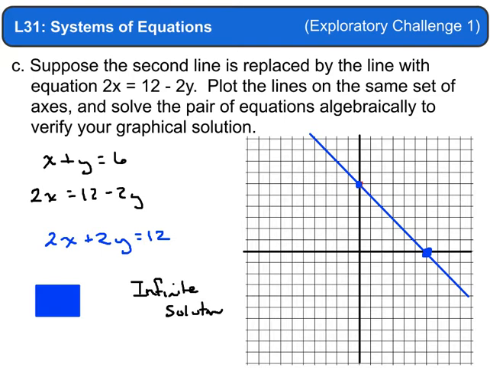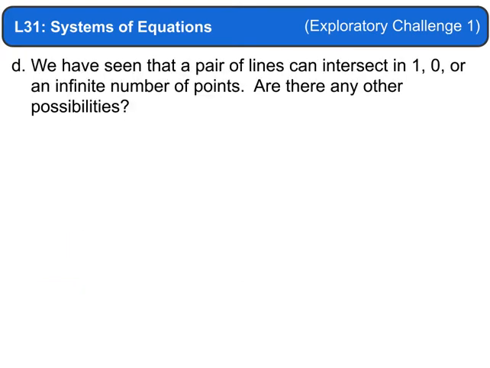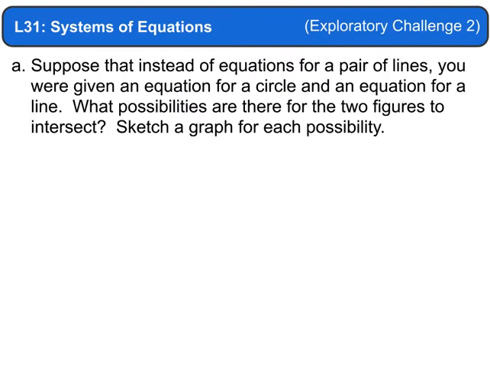When we look at the next example in D, it says, we have seen that a pair of lines can intersect either 1, 0, or infinite number of points. Remember, this would be a solution, no solution, or infinite solutions. Are there any other possibilities with lines? The answer would be no. For a pair of lines, that is the only options that I have. So with that being said, we're going to go to exploratory challenge number 2.